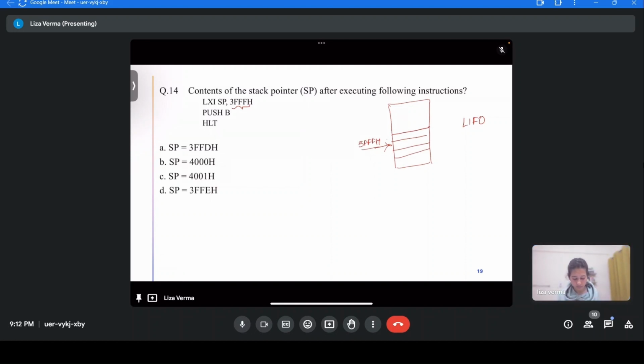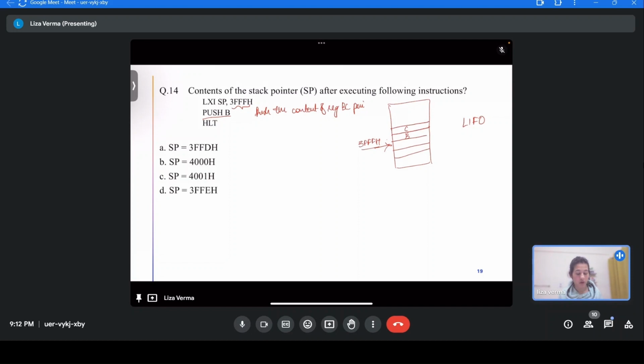After push B. What does push B mean? Push B means to keep the contents of registers B and C, the BC pair, into the stack. So push B will push the content of register B and C, which means there are two bytes that need to be pushed. B will be pushed here, C will be pushed here.